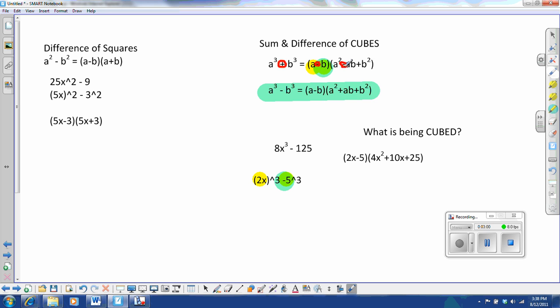When you look at the differences in these two formulas, the sum has a plus here, and then it turns into a minus over here in the formula. The difference has a minus sign here, and then it has a plus sign in the formula. In both formulas, the last sign is a plus sign.